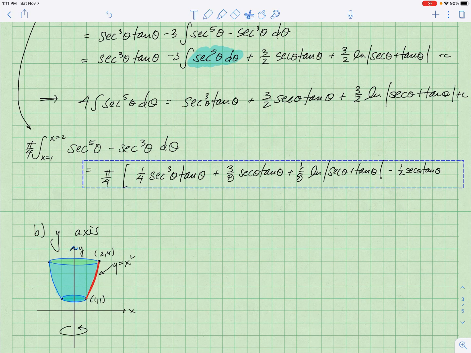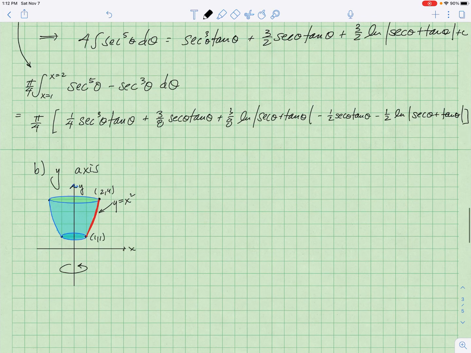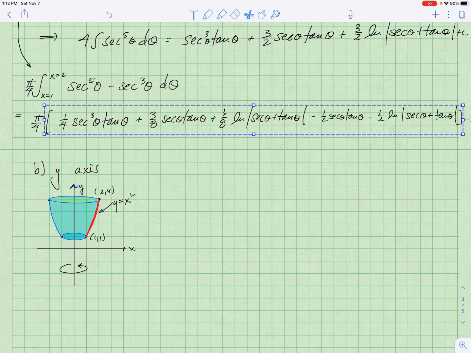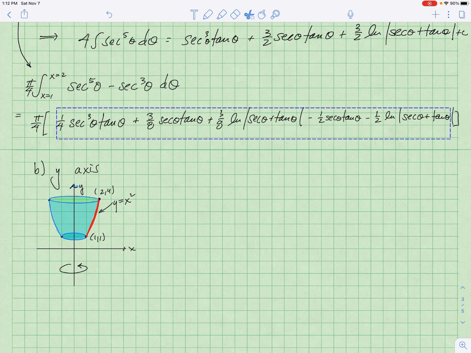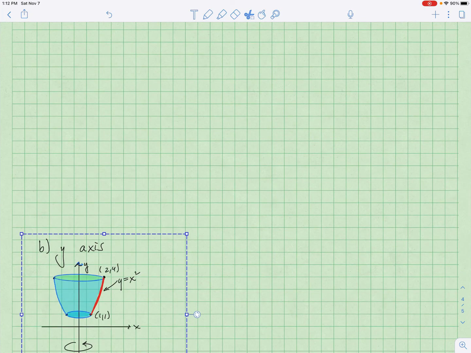Running out of room again. Will it ever be over? No. Minus 1/2 the natural log of the absolute value of the secant of theta plus the tangent of theta. Ugh. Evaluated between x equals 1 and x equals 2. How many times is this other one going to get bumped? Gee whiz.